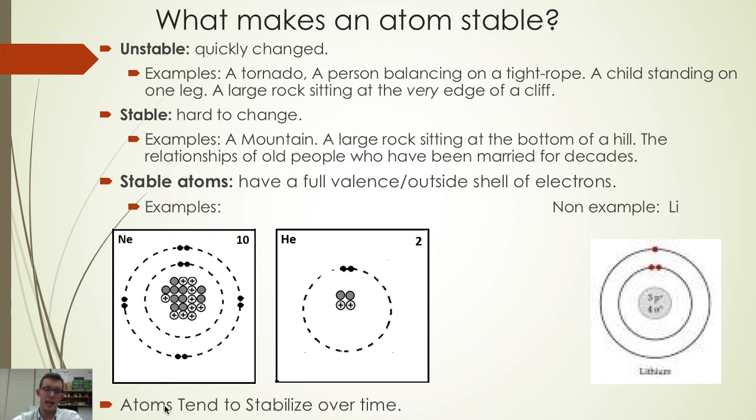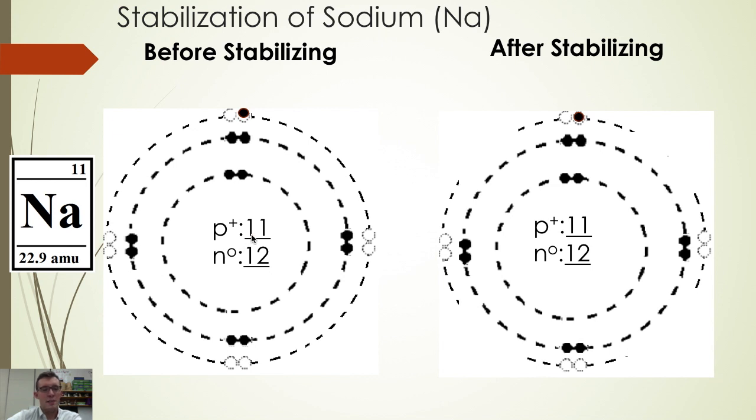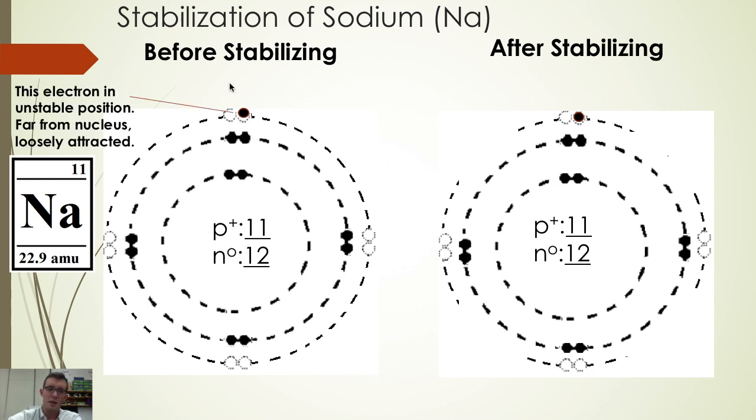Now what's interesting is that atoms tend to stabilize over time. Take, for instance, sodium, which has 11 protons and 12 neutrons, whose 11 protons attract 11 negative electrons. Now what you'll notice is that the electron in the third shell is in a very unstable position. Because it's so far from the nucleus, it's only very loosely attracted to sodium's protons.